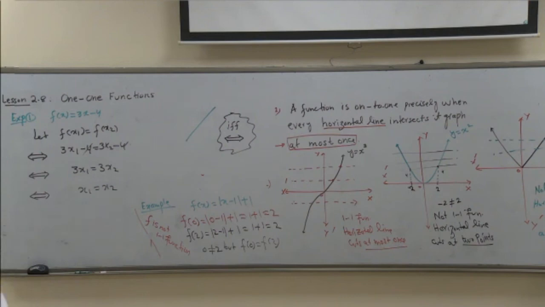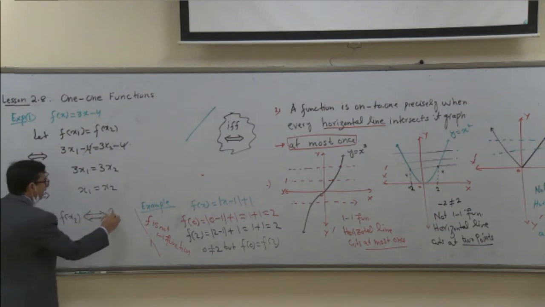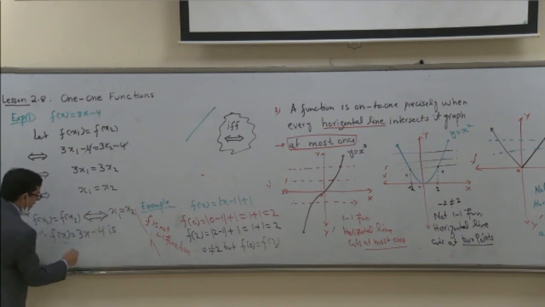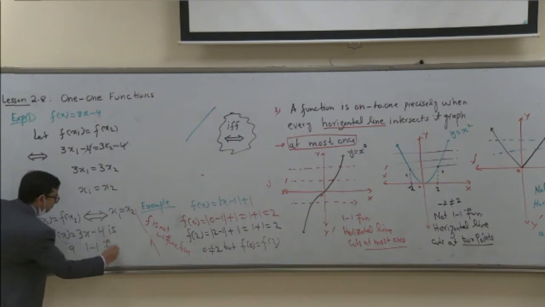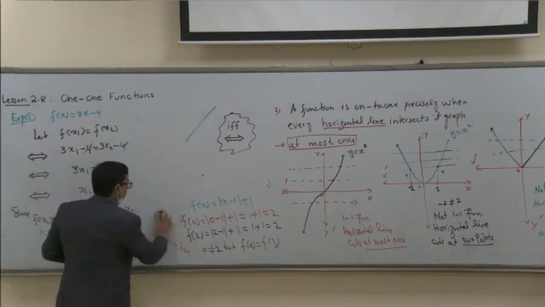Okay, thank you. So you can say here, since f(x1) is equal to f(x2) if and only if x1 is equal to x2, therefore f(x) = 3x - 4 is a 1-1 function. So this is how to prove a function is 1-1. Write it down, please, or make a picture.